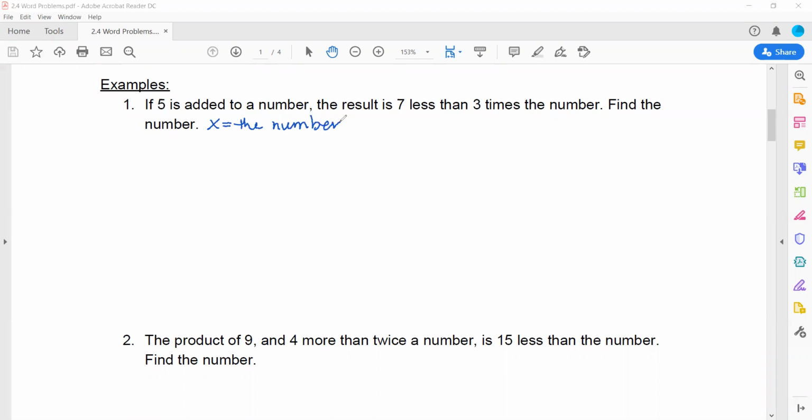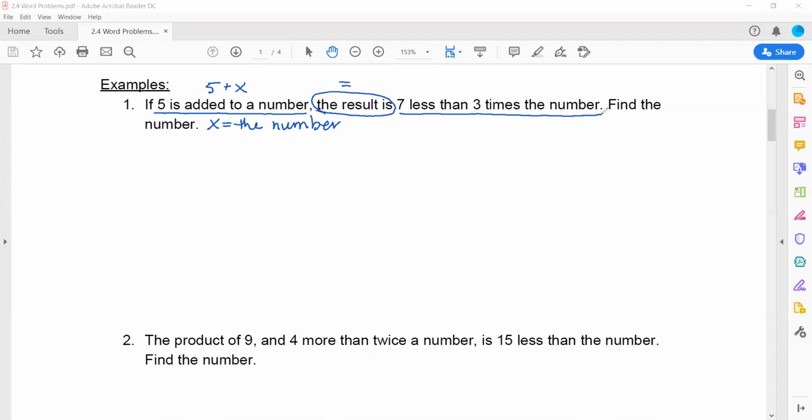And so now we can set up our equation. This is where those other problems that we've done come into play. So this says if 5 is added to a number, so that means we have some number which we called x, and we're adding 5 to it. So x plus 5 or 5 plus x, addition, the order doesn't matter. The result is, this is our equals. So remember, it separates the left side from the right side. 7 less than 3 times the number.